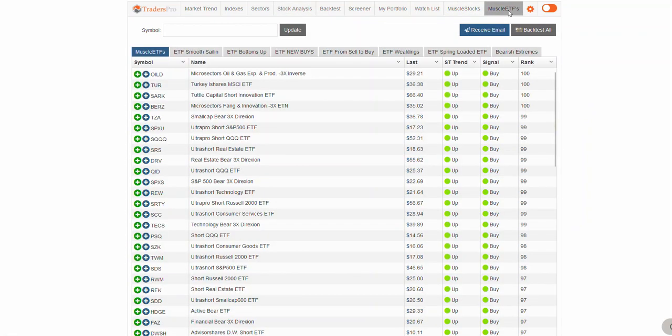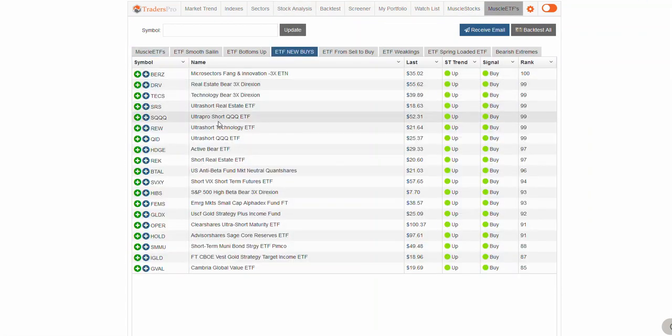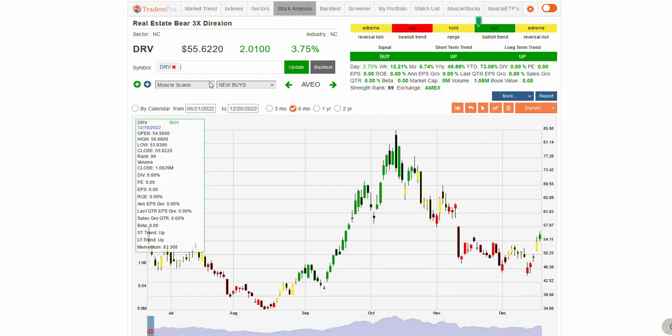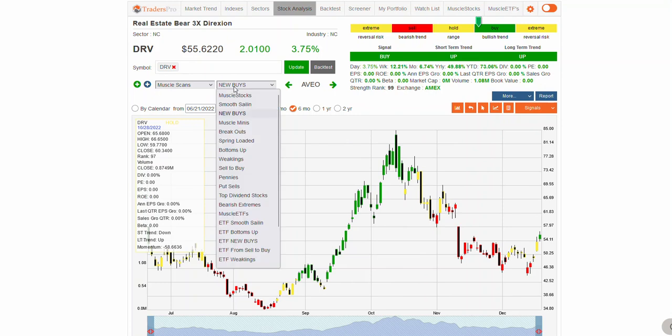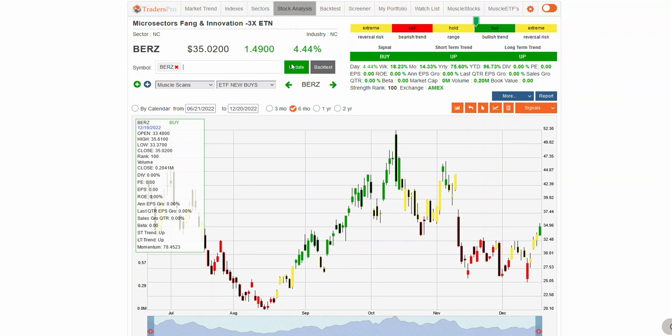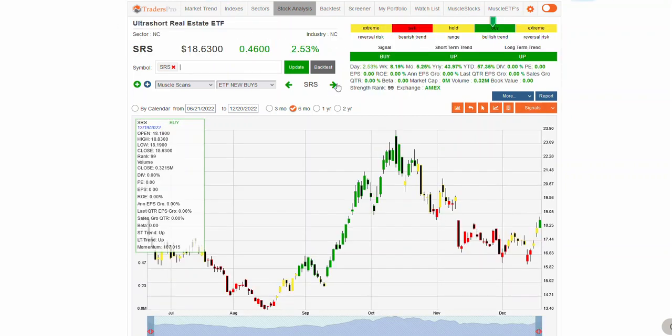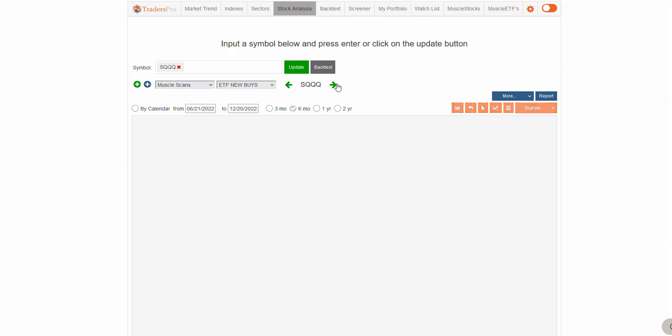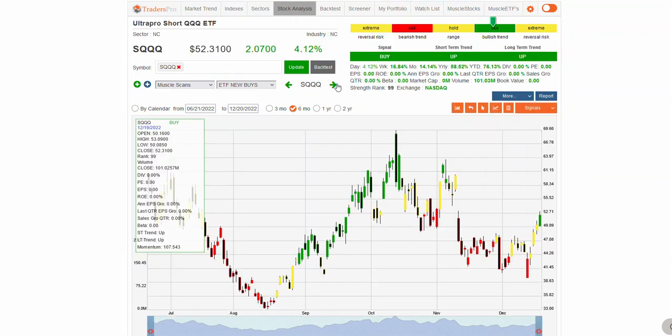The other interesting list is on this muscle ETF list. The new buys are actually some good looking names in here, because this is the way that we look in terms of being able to profit from the downside. You're now seeing DRV, this real estate bear that's starting to turn. You're also seeing, in fact, I can access this from the drop down here if we go to new buys, FANG Innovation, which is a tech ETF, moving lower. Ultra Real Estate moving lower. SQQQ, which is the inverse ultra for the triple Qs. So you're getting all these inverse funds that have nice bullish trend setups, which is anticipating, or at least that downtrend is in place on some of these inverse ETFs to be able to take advantage of those.